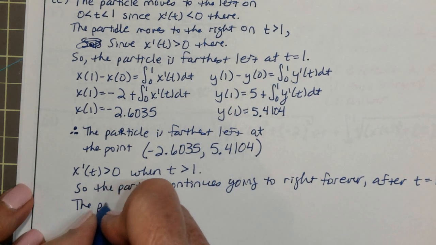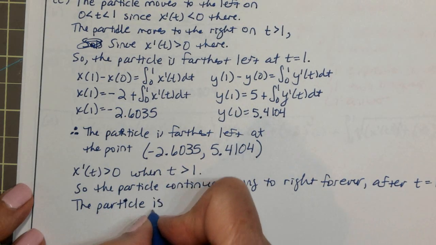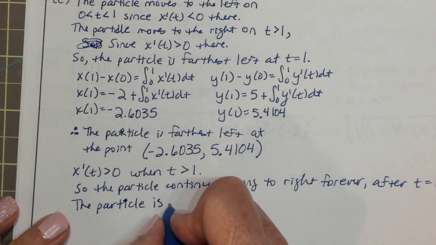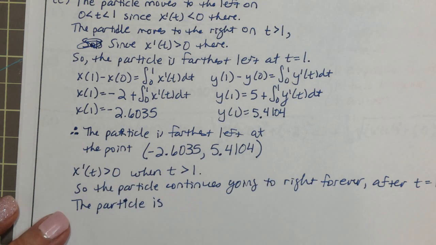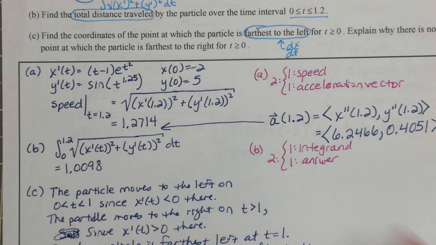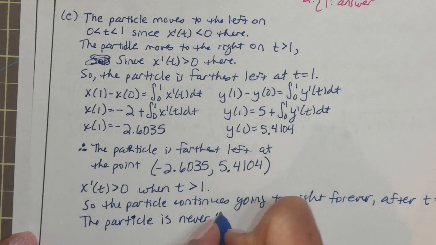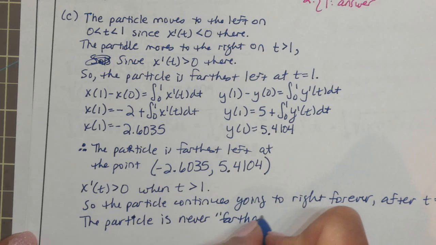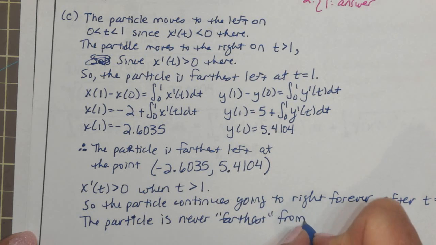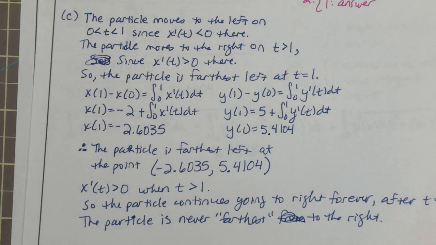The particle is never, I'm trying to use the wording that it says, explain why there is no point at which the particle is farthest to the right. So the particle is never farthest to the right. Okay, I think I've answered everything.